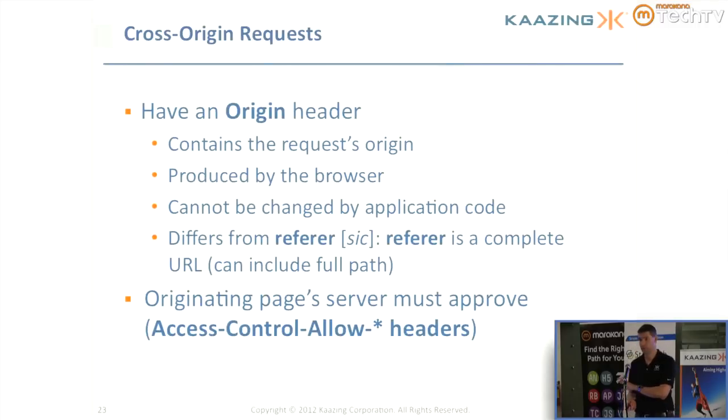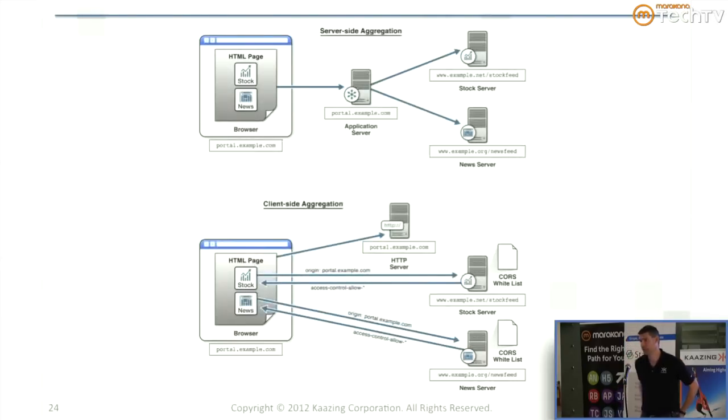On the return, the server will say which origins are allowed for that particular service. So what this really allows you, this is pretty powerful. It doesn't sound like much perhaps, but in the past there were a lot of problems with server-side aggregation being a necessity because of that same origin policy.